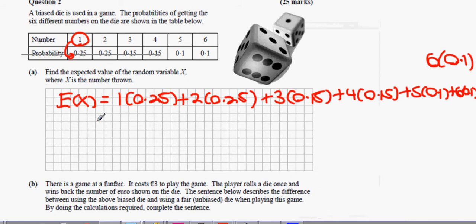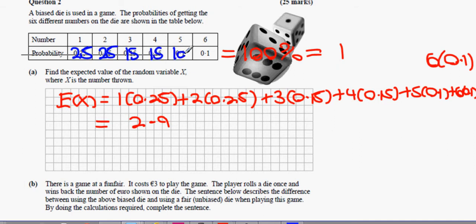Okay, now the thing about expected value is it means the average. What you've got to remember with probability is all of these probabilities add up to 100%, or they all add up to the number 1 because they're in decimal form. Look at it this way, we could change it into percentages if we want. This is 25, this is 25, this is 15, 15, 10, and 10.